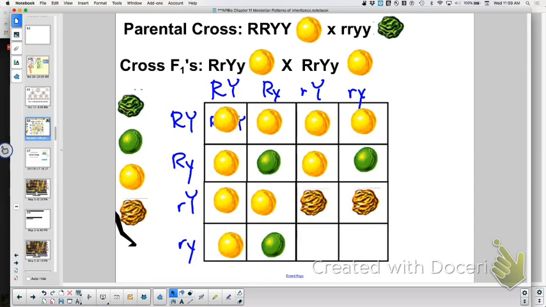Round and wrinkled, and symmetric, diagonal. What's this one? Wrinkled and green. Okay. What is the most dominant trait there? Round and yellow. Okay. How many round and yellows do we have?